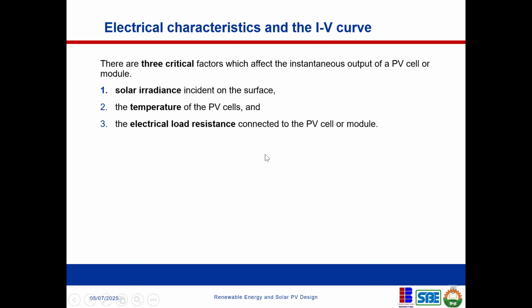Now, one of the factors is the solar irradiation, or the solar incidence on the surface. I think we've explained this. If the solar incidence on the surface increases, then the output also increases.